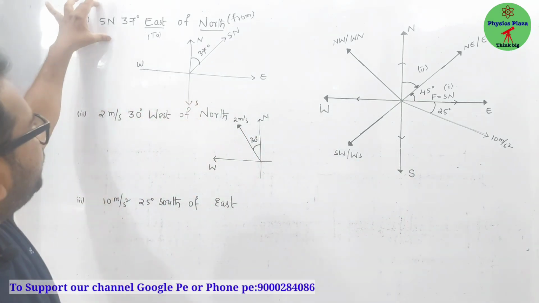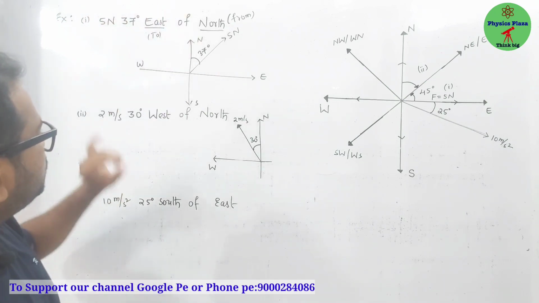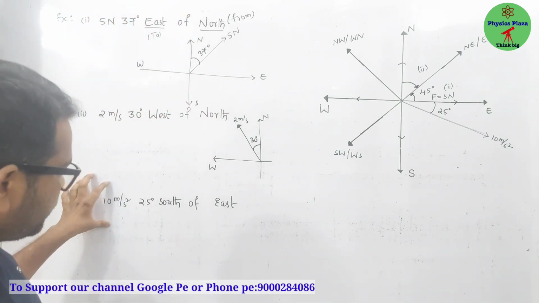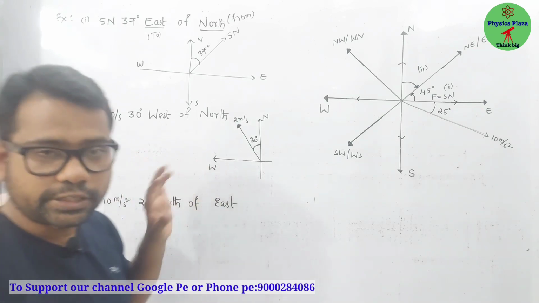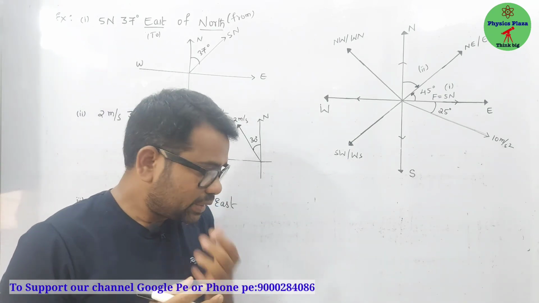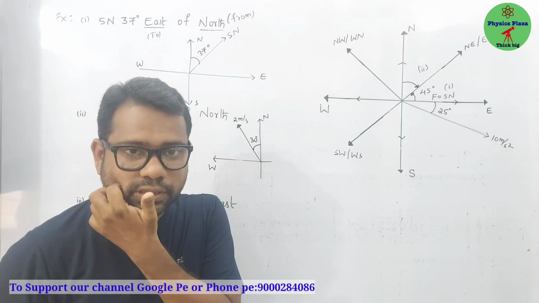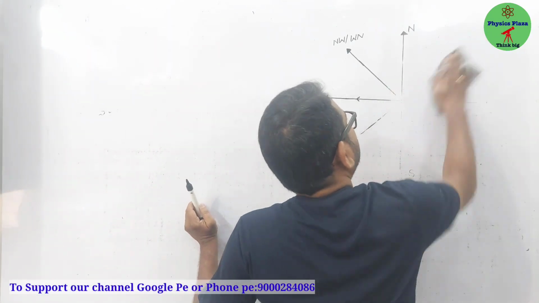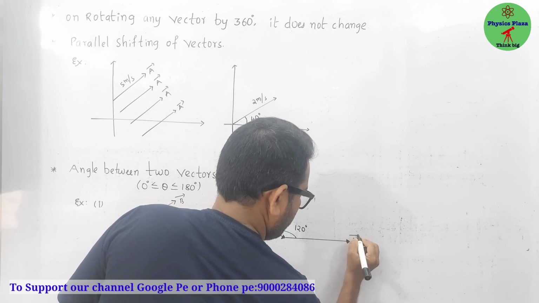So, this is 5 newtons, 37 degrees east of north, 2 meter per second, 30 degrees west of north, and 10 meter per second square, 25 degrees south of east. Just copy this. We will see 3 more important points regarding vectors. Okay, just copy this. Yes, this is vector B.